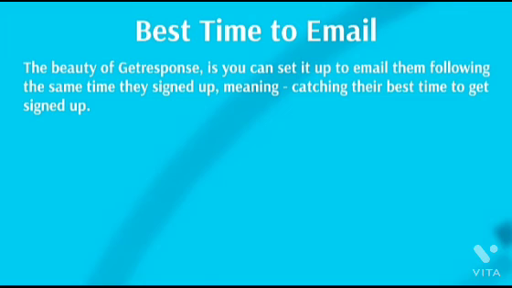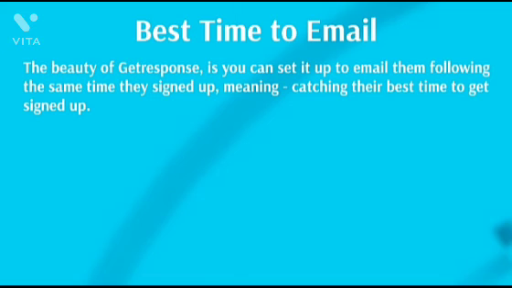Now, the beauty of GetResponse is that you can set it up to email them following the same time that they signed up, meaning you can catch them at the best time. So let's say, for example, that one of your subscribers signed up on Wednesday at 3 p.m. What GetResponse will do is detect that, and you could set that within your email autoresponder system and say, okay, email them every day at 3 p.m. or every week on Wednesday, 3 p.m.